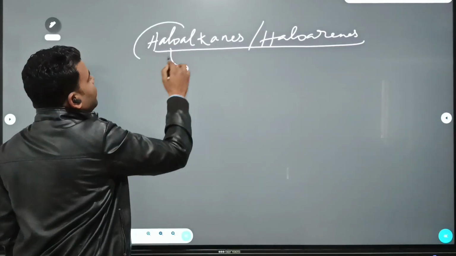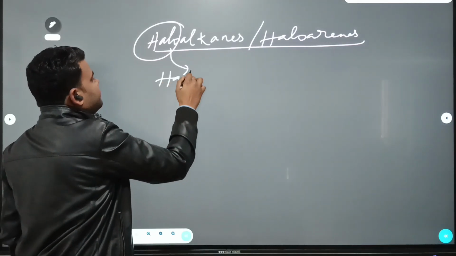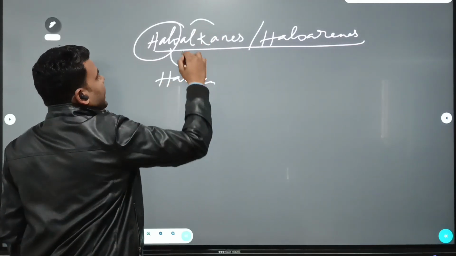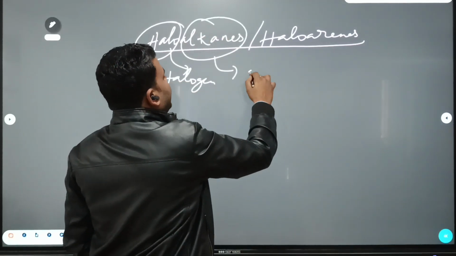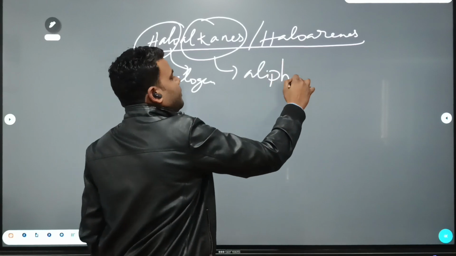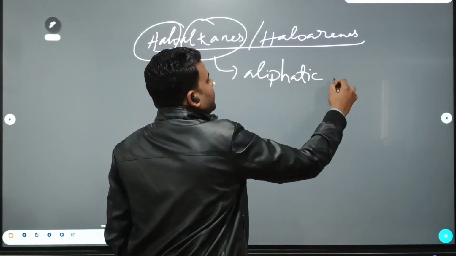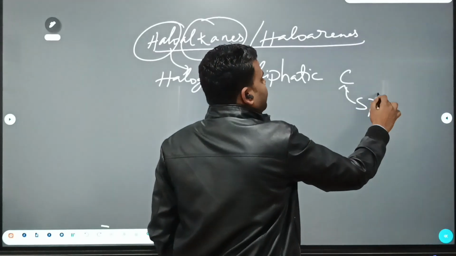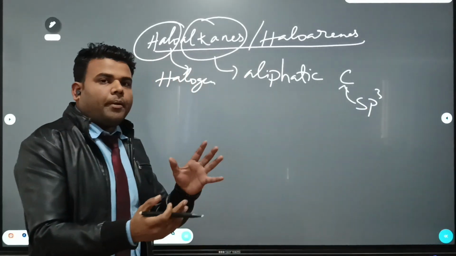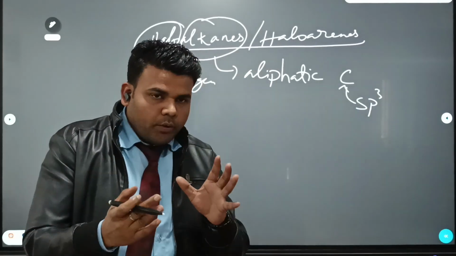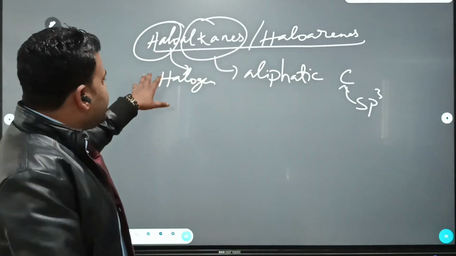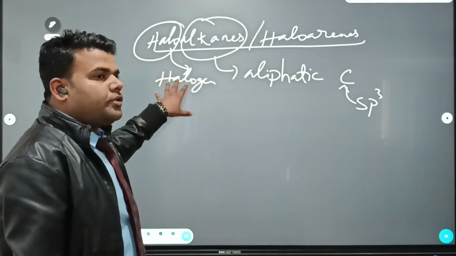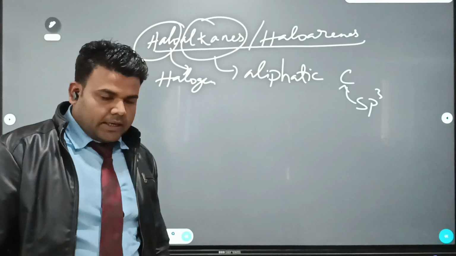So here halo stands for halogen and alkane basically implies any aliphatic carbon, okay, which is sp3 hybridized. So we have got a compound, haloalkane means we have got a compound in which the halogen, which is acting as a functional group, is attached to an aliphatic carbon.